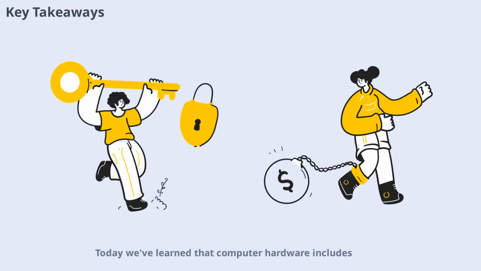Today, we've learned that computer hardware includes all the physical parts of a computer. Input devices let you enter data, output devices show you results, the CPU processes information, and storage devices save your files. Understanding these basics is the first step to becoming more confident with computers.